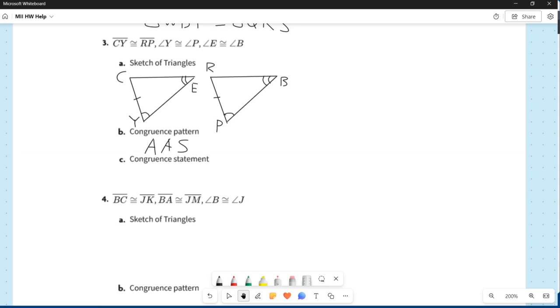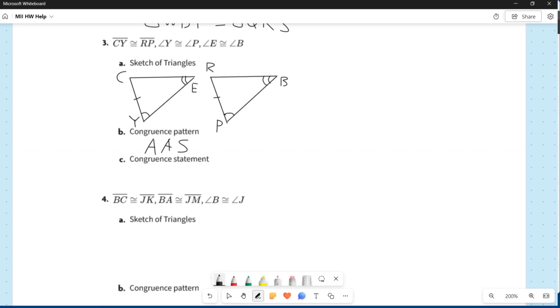But if you're looking for the best answer for 3, I would say it's angle, angle, side. But angle, side, angle is also not a bad choice, if that makes sense. But it's definitely not side, angle, side, or side, side, side. Those responses would in fact be incorrect.